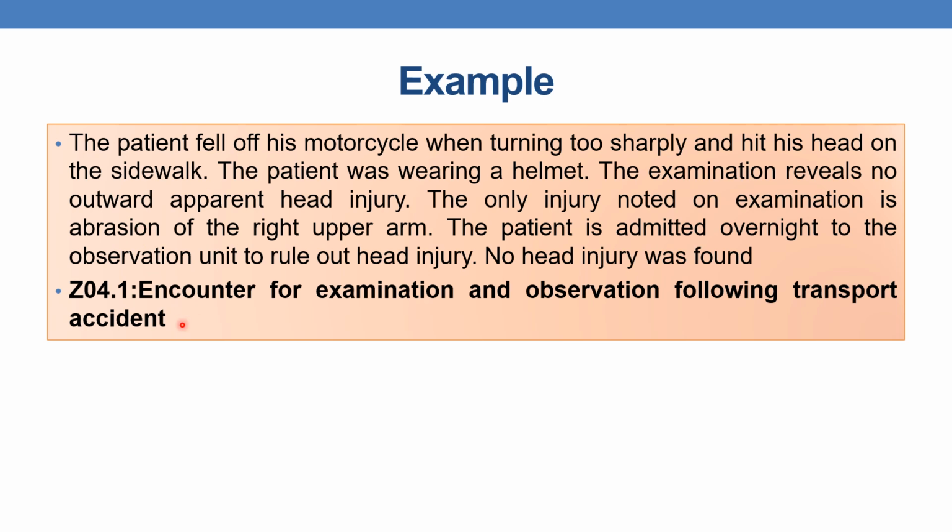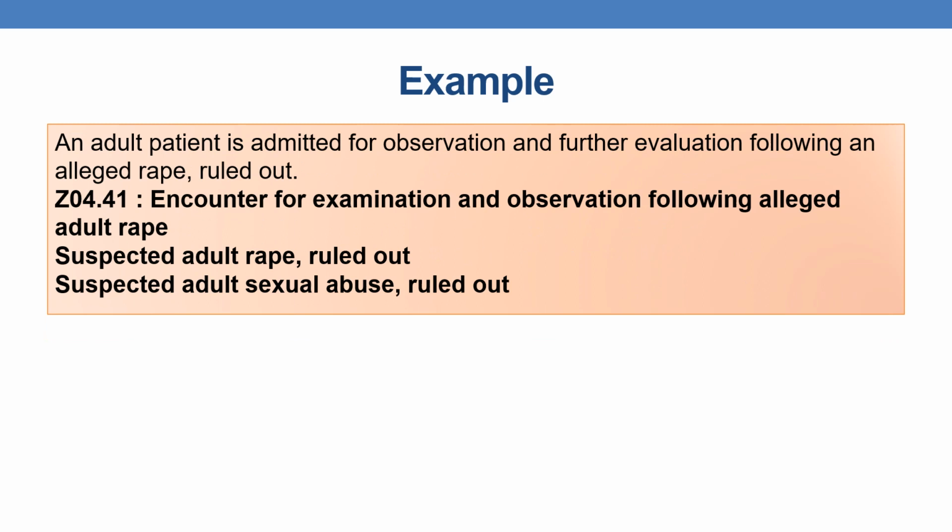Here I am only discussing the observation code. Z04.1 is the observation code for this particular example, which is nothing but encounter for examination and observation following transport accident. Next example: an adult patient is admitted for observation and further evaluation following an alleged rape. This condition is ruled out. So the appropriate code is Z04.41, encounter for examination and observation following alleged adult rape or suspected adult rape ruled out.